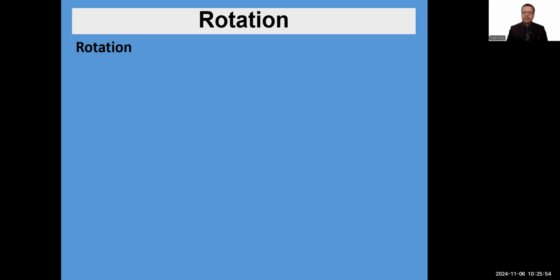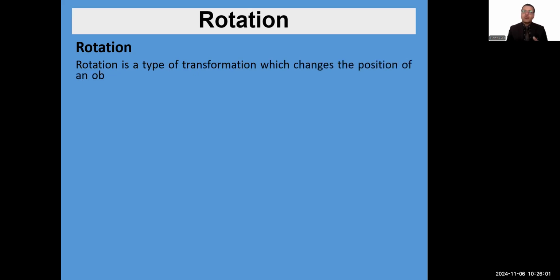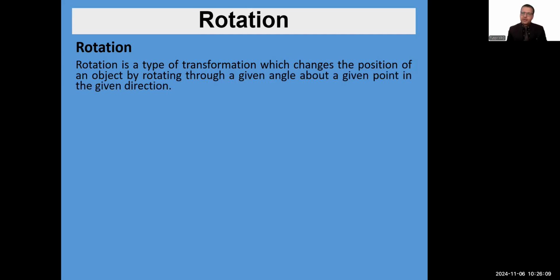Rotation. Rotation in mathematics is a type of transformation which changes the position of an object by rotating through a given angle about a given point in the given direction.